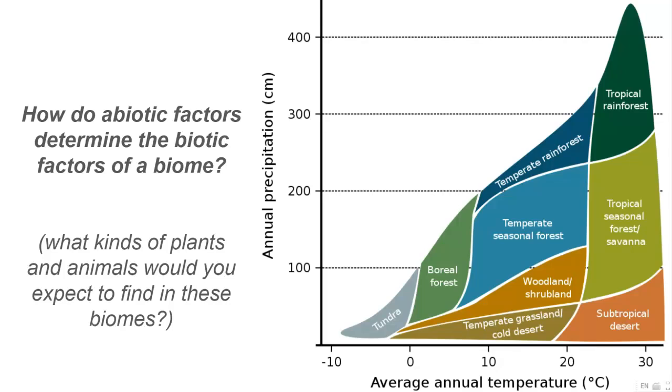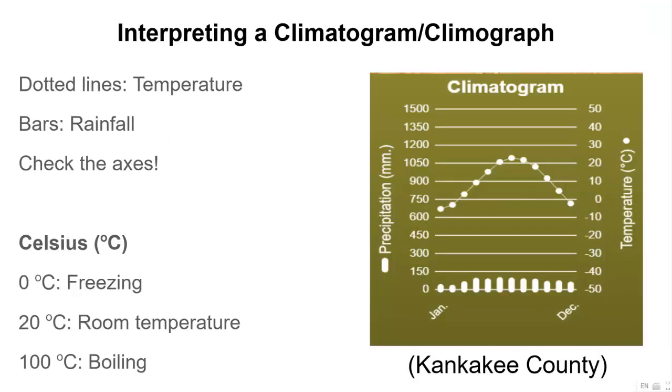So back to our question, how do abiotic factors determine the biotic factors of a biome? Well, these are abiotic factors, right? Precipitation and annual temperature are the 2 main abiotic factors that determine what kind of biome it becomes, and therefore what kind of animals can live there. So one other graph that you'll need to familiarize yourself with is this climatogram. Sometimes we call it a climograph or a climatograph. It's all the same thing here.